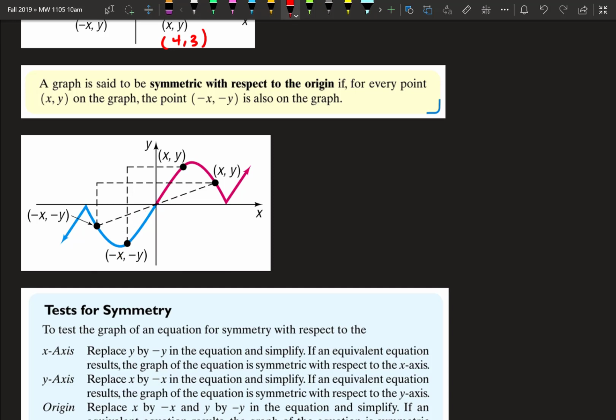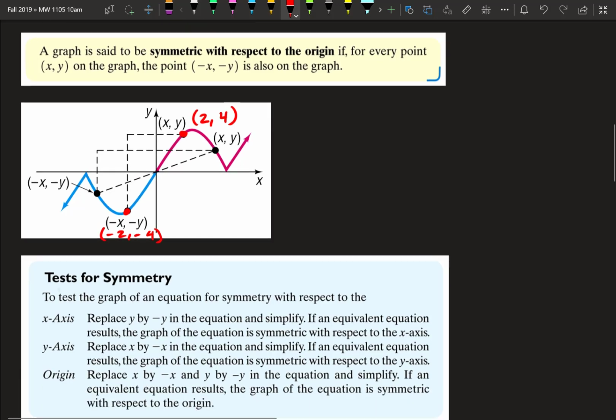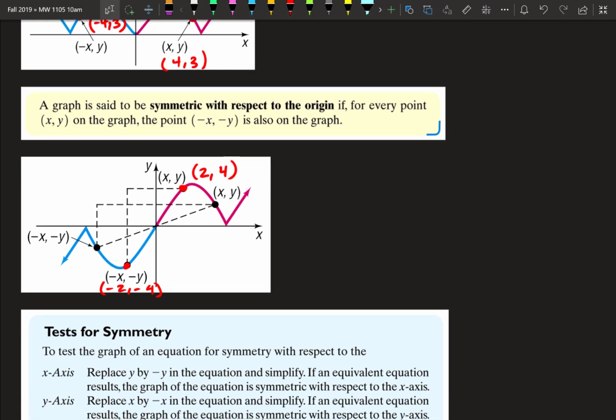So if we had the point here, and let's say that's -2, -4, that means this point right here would be 2, 4. You switch both. All right, you notice how we're saying that you switch both. You switch y, you switch x. That's looking at it graphically.